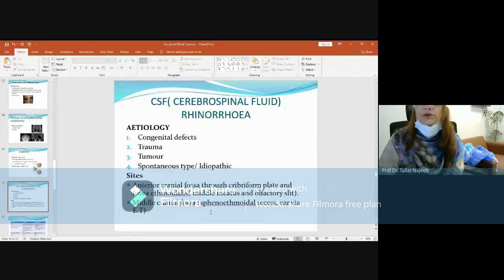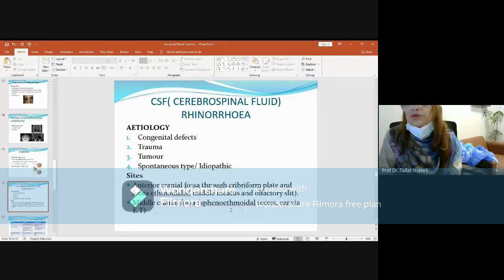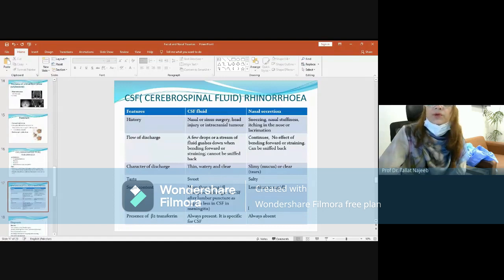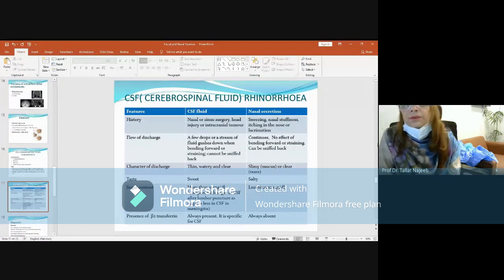So sometimes it comes from middle cranial fossa. Through middle cranial fossa, it will come into the sphenoid sinus, and sphenoid sinus drains into the sphenoethmoidal recess. Or if through middle cranial fossa it is coming into the ear, it can come into the nasal cavity through the eustachian tube. So these are the two sites, sphenoethmoidal recess and eustachian tube, through which CSF rhinorrhea can come into the nose.